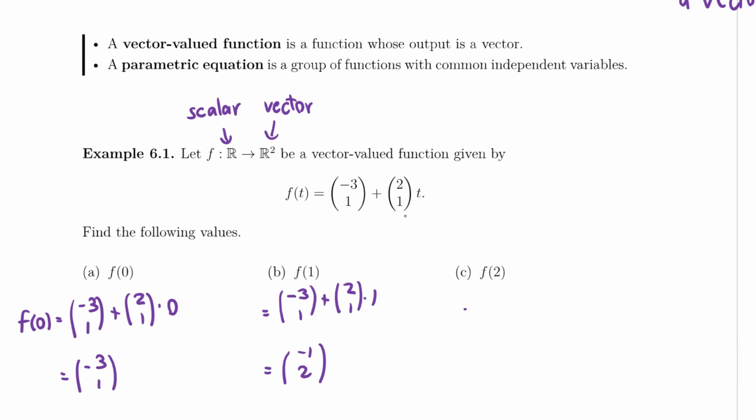And the last one, f of 2, is going to be negative 3, 1 plus 2, 1 times 2, and this is going to be 1, 3. So here are the values for my function, and you can see that they are all vectors. These are still in 2 dimensions, so we can sketch the graph for this.